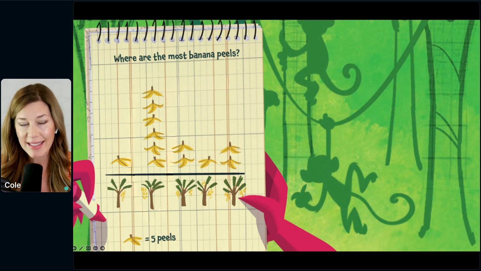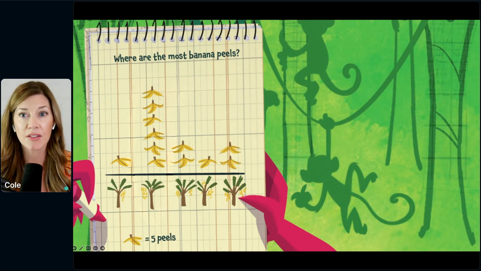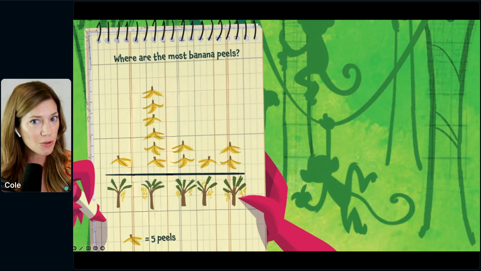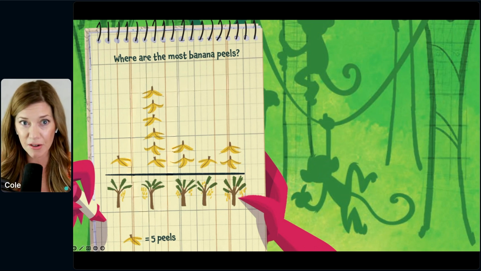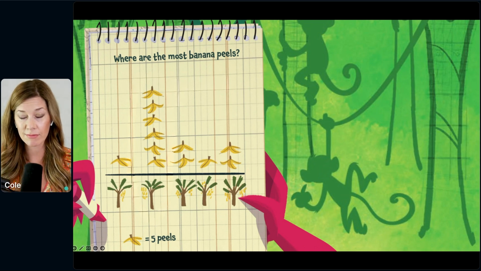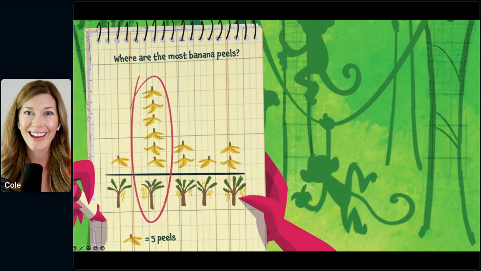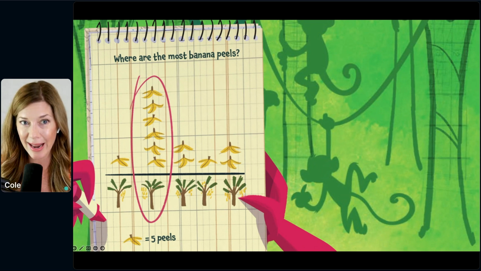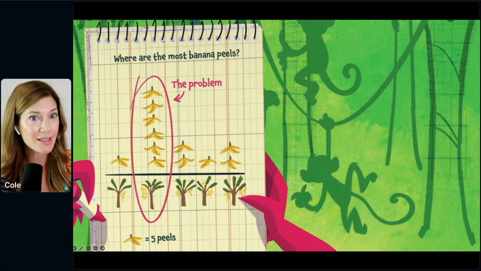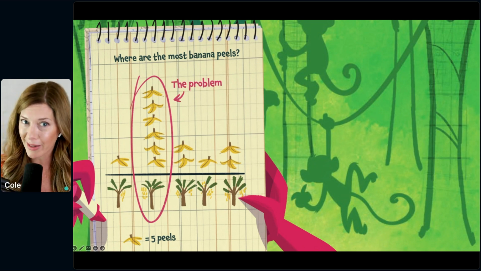Now that I've drawn the data, let's use it to answer the question. Which tree has the most banana peels under it? Do you know? That's right. The second tree has the most banana peels. That must be where the problem is.